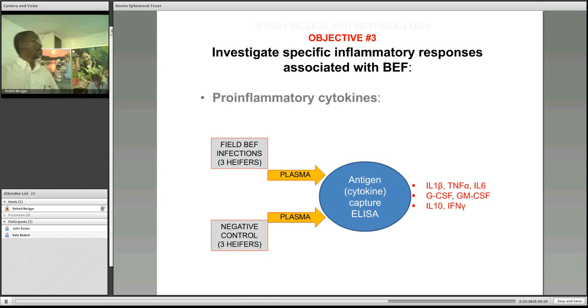So I'm going to summarize what we are planning to do as far as the other objectives are concerned. With objective 3, looking at specific inflammatory responses associated with this disease, we intend to test for these cytokines. I think this week I'm going to start testing for some of these cytokines. We collected plasma samples from different groups of animals in the most recent BF epidemic here on the farm, and we are going to test those by antigen capture ELISA, and demonstrate the levels or amounts of these different cytokines that are present in those plasma samples.